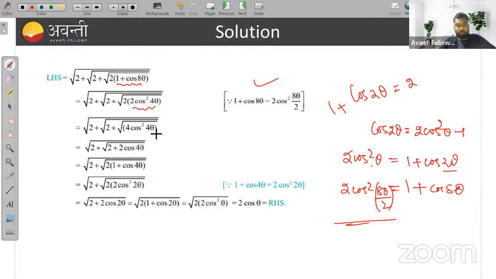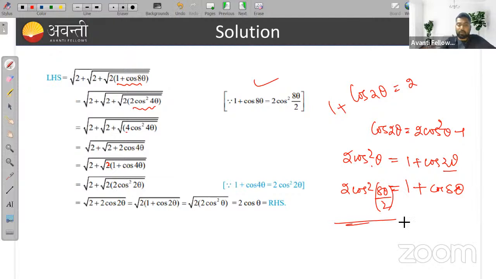तो ये क्या हो जाएगा, 4 cos square 4 theta, है ना. So 4 cos square 4 theta, that is actually equal to 2 plus 2 cos 4 theta, because under root of 4 is 2, right? 2 plus 2 cos 4 theta. So again take 2 as common. अगर हम 2 को common ले जाएंगे तो we'll be left with 1 plus cos 4 theta again.